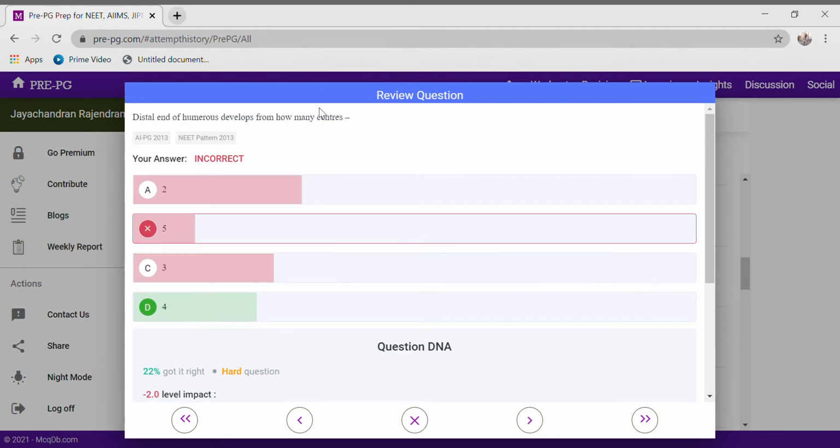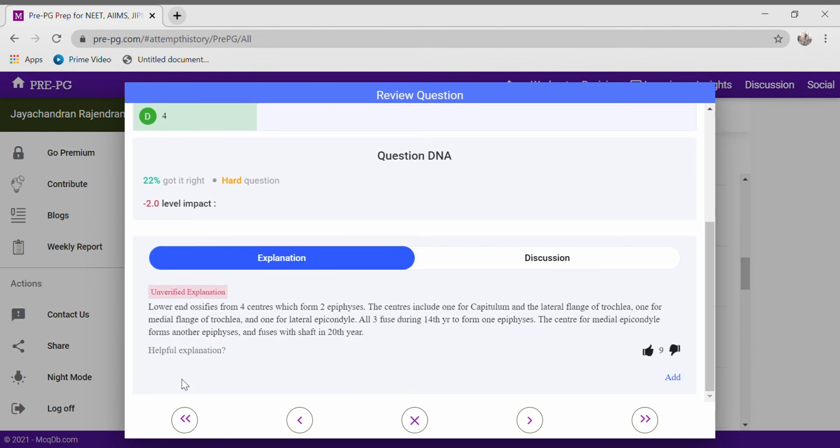The distal end of the humerus develops from how many centers? From 4 centers. It's a kind of hard question. The lower end ossifies from 4 centers, which form 2 epiphyses. The centers include one for the capitulum, one for the lateral flange of the trochlea, one for the medial flange of the trochlea, and one for the lateral epicondyle. The first three fuse during the 14th year to form one epiphysis. The center for the medial epicondyle forms another epiphysis and fuses after the 20th year.